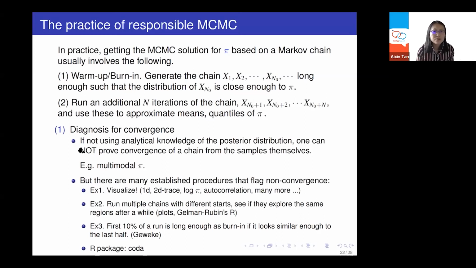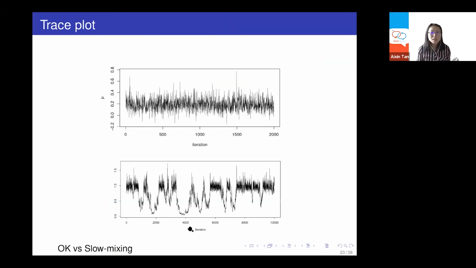The point is, if not using analytical knowledge, just by observing evidence, you can never prove convergence. How do you know if you're exploring the entire distribution well, or you're just exploring one mode of the posterior distribution well? You might be ignoring the whole universe out there, right? So you need some analytical knowledge to be sure. But when you don't, there's still ad hoc methods. First up, you definitely need to visualize, and there are some common ways to decide. I'll just show you a couple of pictures.